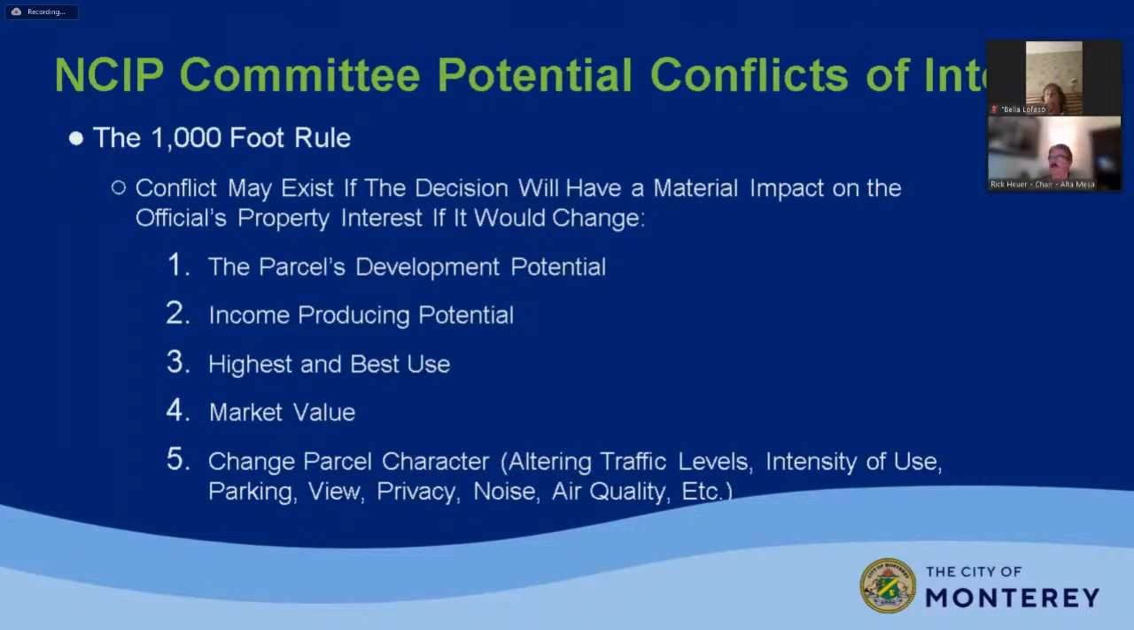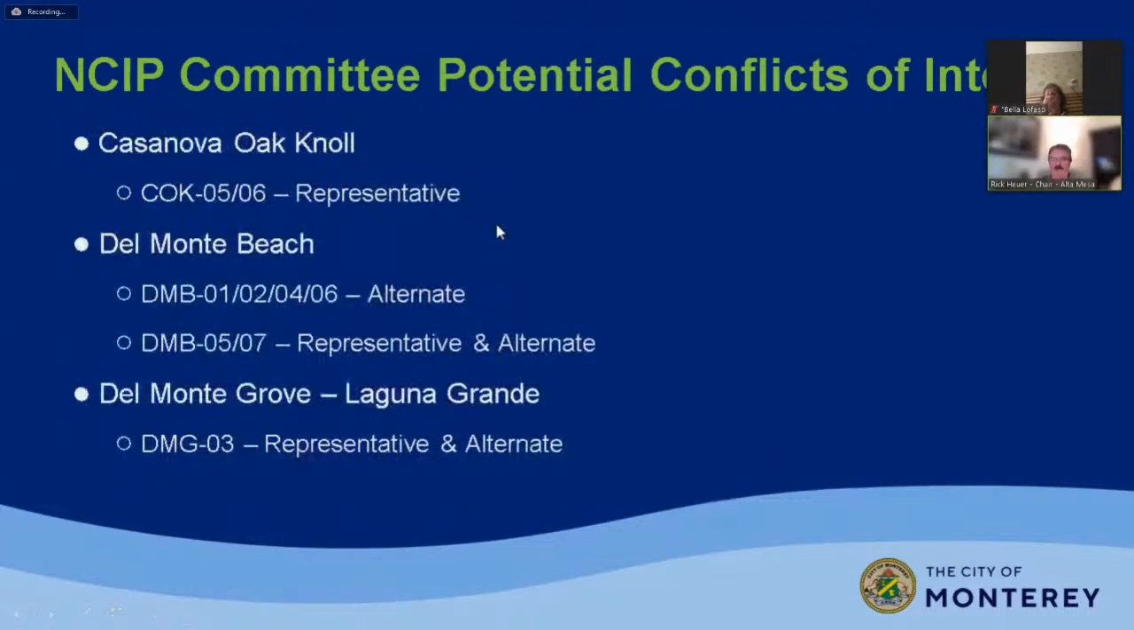So, for example, the first one is Richard, it's yours for the 2 Casanova Knoll projects. And you say, no, it's not going to change the value of my property, I don't think I have a conflict, then we move on. Or you might have a conflict, in which case you sit out. So Richard? Yes, I have no conflict with either COK 3 or COK 5. They're over a block away from me. I don't see them. It will not change anything in my property or income.